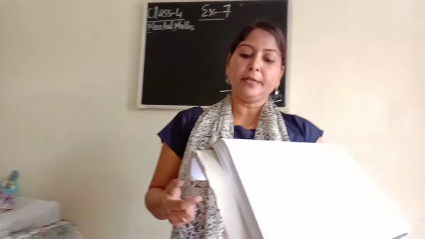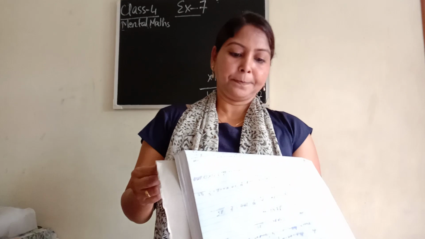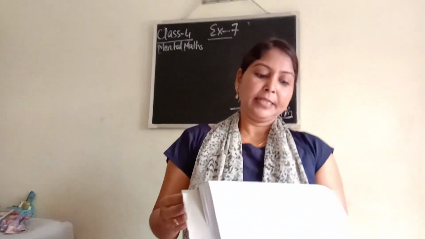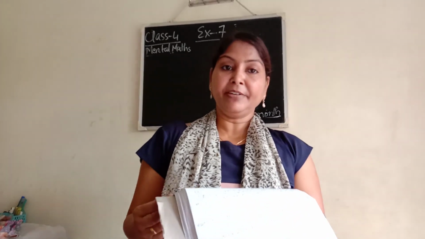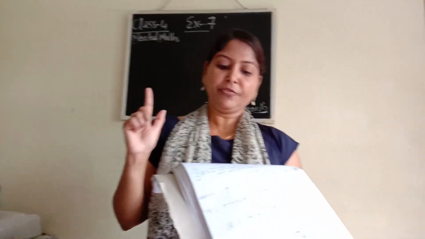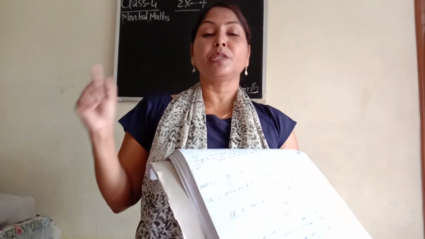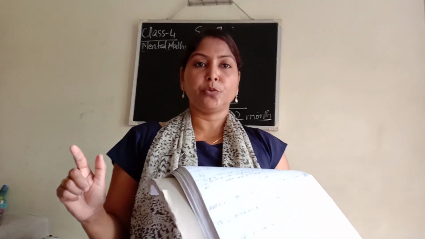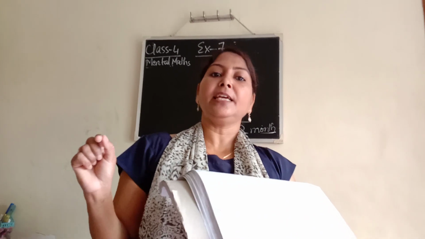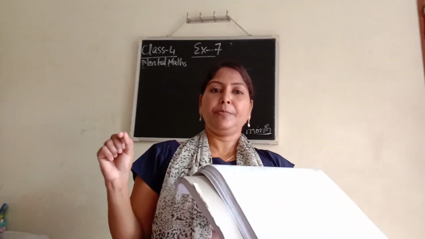This is question number E. Then we come to F. 11 times 5. 11 times 5 means 11 5s are 55, plus 7 times 6. 7 times 6 is 42. 55 plus 42 is, just add and see how much comes. So it will be 97.